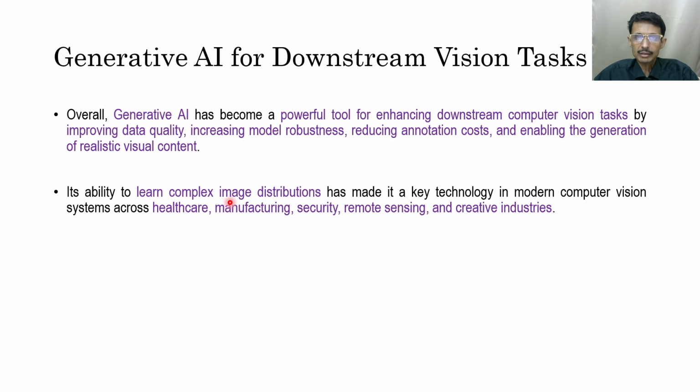Its ability to learn complex image distributions has made it a key technology in modern computer vision across healthcare, manufacturing, security, and other industries. So what we can conclude from these discussions is that generative AI has become very important for this kind of vision task. And in this particular course, we try to understand generative AI models from the vision perspective. Next, we come to the different vision tasks we have discussed here, and how generative AI is going to help us understand them in depth.